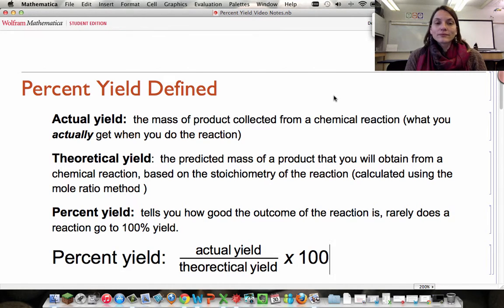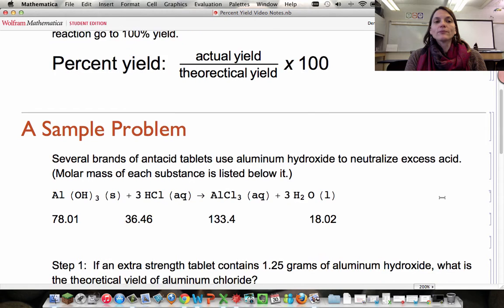The theoretical yield is the predicted mass of the product that you will get based on the stoichiometry of the balanced equation. Essentially, the theoretical yield you figure out by using the mole calculations, the mole ratio calculations that you've learned in class. Okay, so let's take a look at a sample problem.